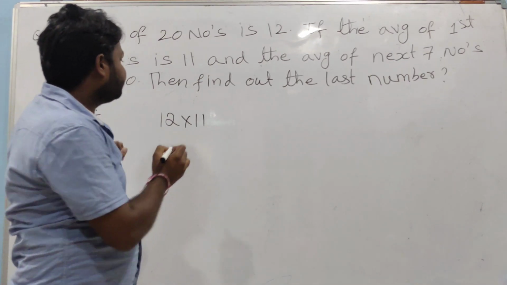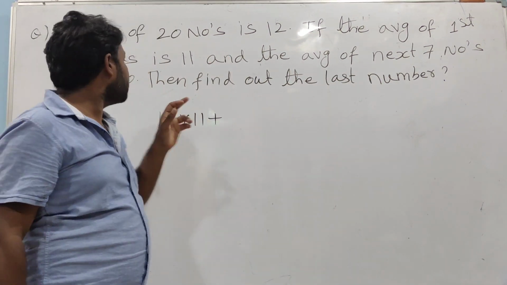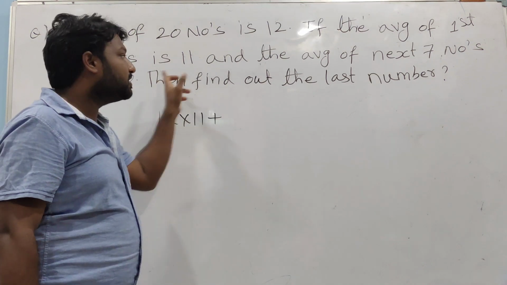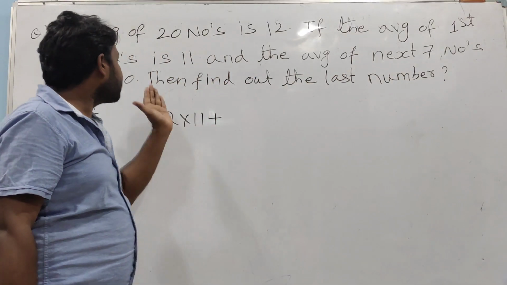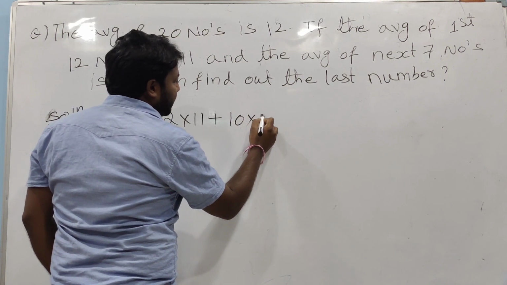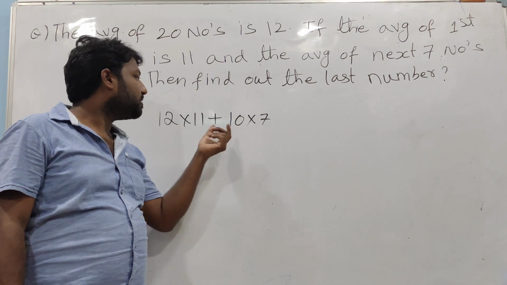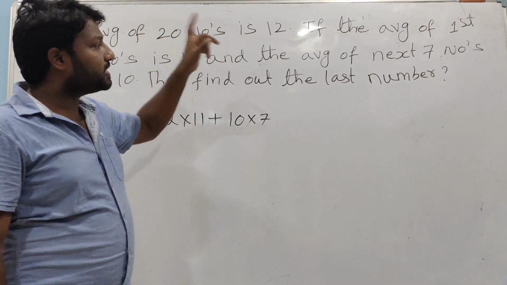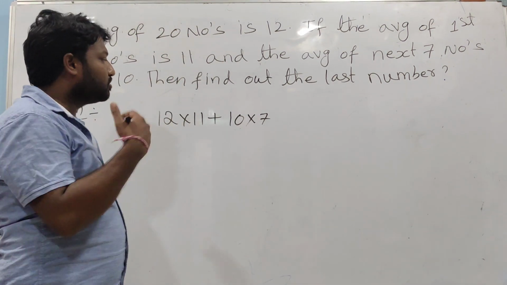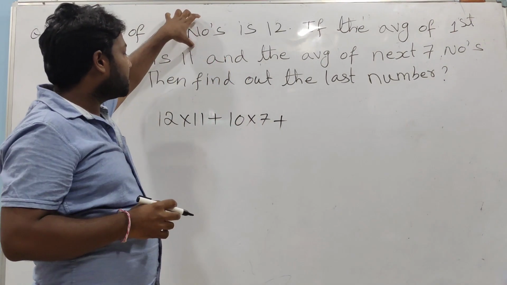Okay. Next, the first 12 numbers' sum is completed, and the average of next 7 numbers is 10. So average is 10, number of observations is 7. So the next 7 numbers' sum is nothing but 10 into 7, average into number of observations. Okay. Total how many numbers completed? Total 12 numbers and 7 numbers, 19 numbers completed. So remaining how many numbers? Only one number is there, because I am taking the sum of total 20 numbers.